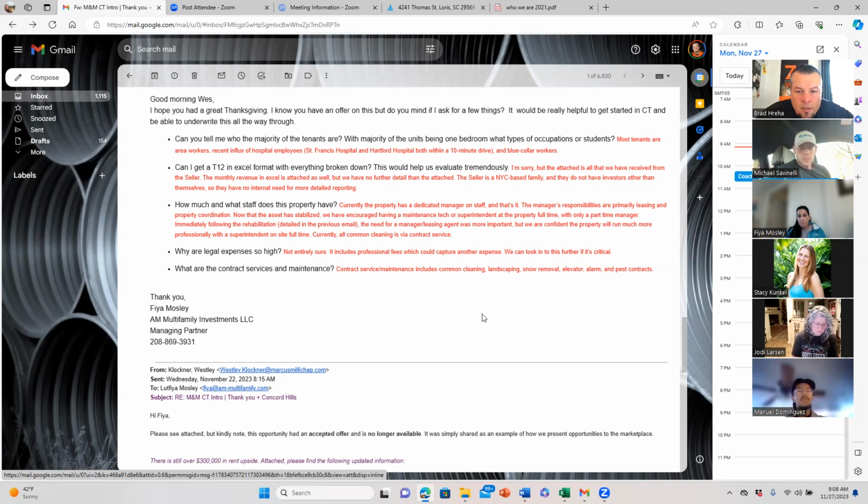The need for a manager leasing agent is more important, but we have confidence the property will run much more professionally with a superintendent on site full-time. Currently, all common cleaning is via contract service. Okay, so the good thing there is we'd underwrite this deal assuming what all three of that staff would cost us. And then if we realize throughout the process of actually operating the property that we could back down on that, we can.